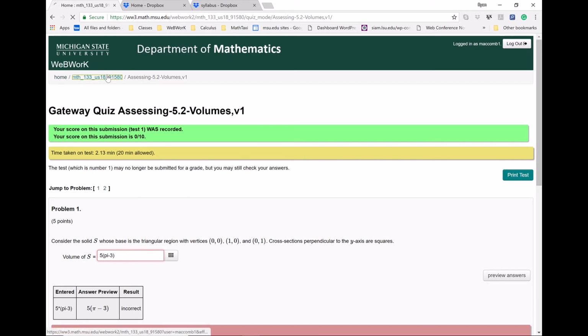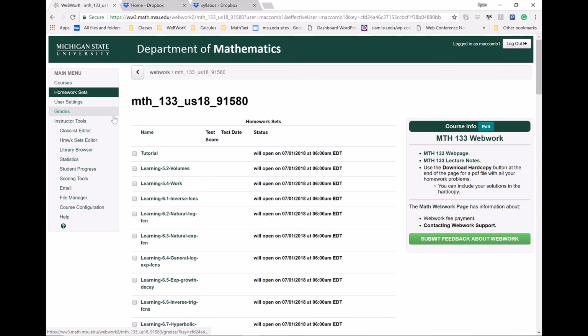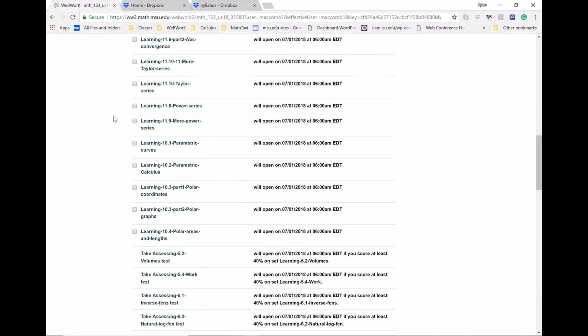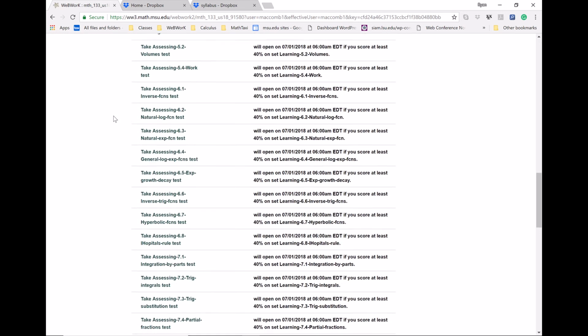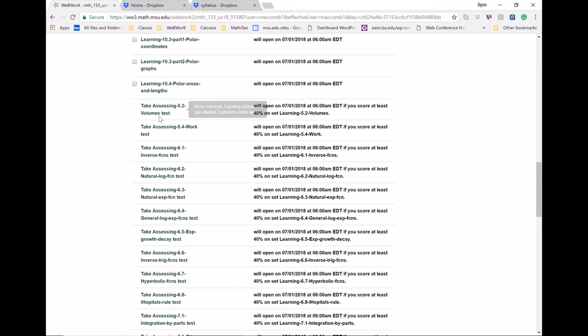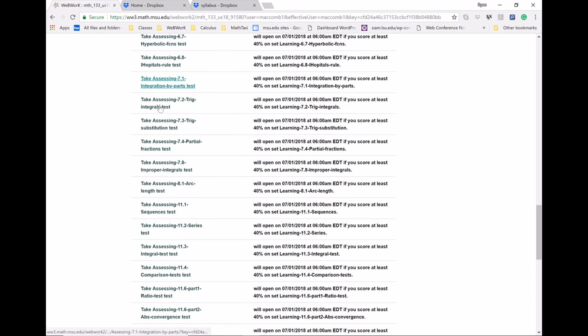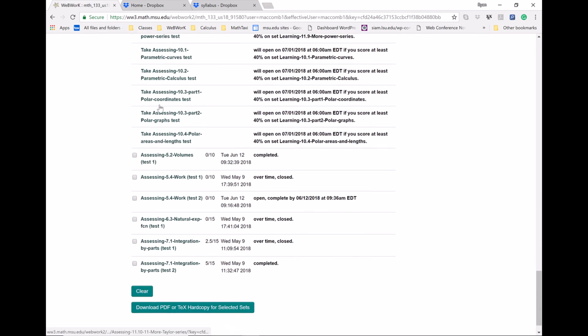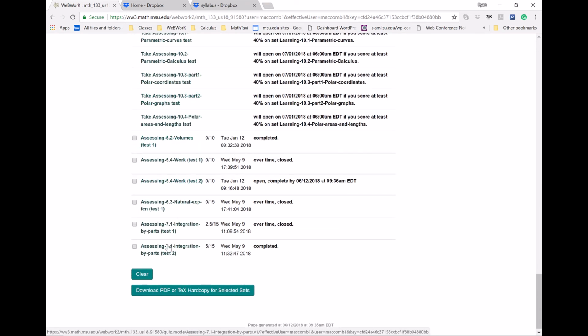All right, so if I go back to my homework sets, we can see, first of all, way at the very bottom, so past all this, right, this is where I actually clicked on to take the assessing stuff. It actually keeps and allows you to view all of your previous tests. So you can see that I had some other ones that I was working on. But here's the one that I just did, right? So this is the 5.2 volumes. This is my first attempt, my first test on it, right? I got 0 out of 10, unfortunately, but it's completed.